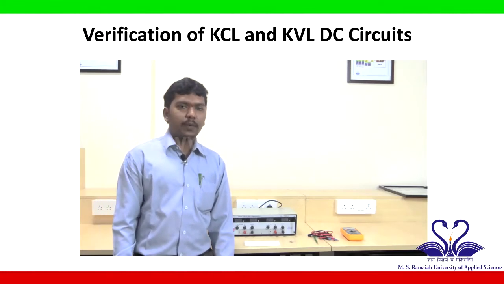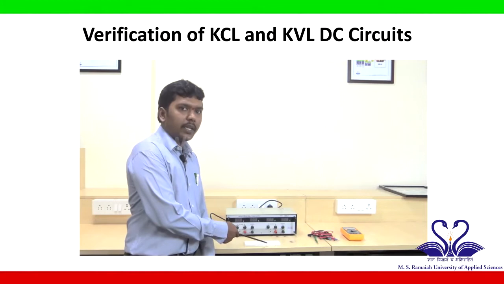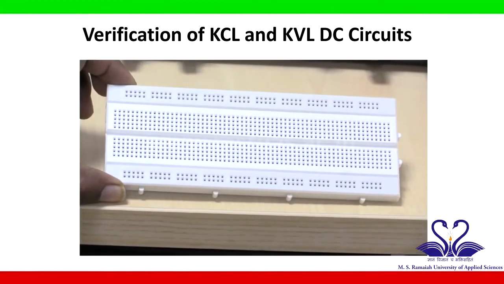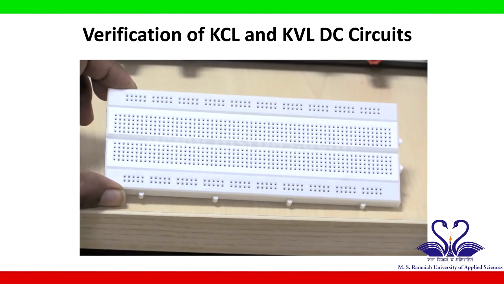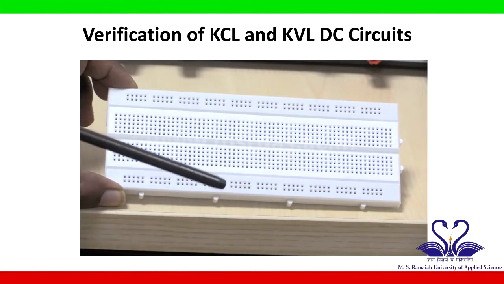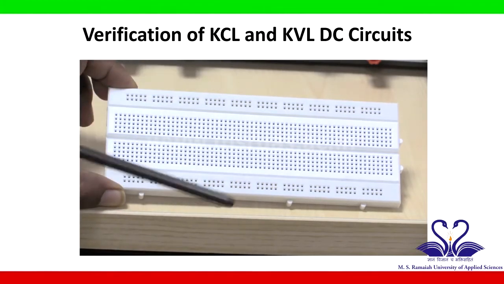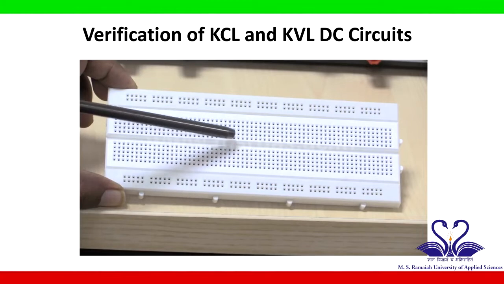Before starting this experiment, let us know about the components of verification of KVL and KCL. This is the breadboard. This is used to build the given circuit. It mainly consists of 4 sections. Usually they are named as A section, B section, C section and D section. The top and bottom, that is A and D sections, are used for grounding purpose, and the middle 2 sections are used to build the given circuit.